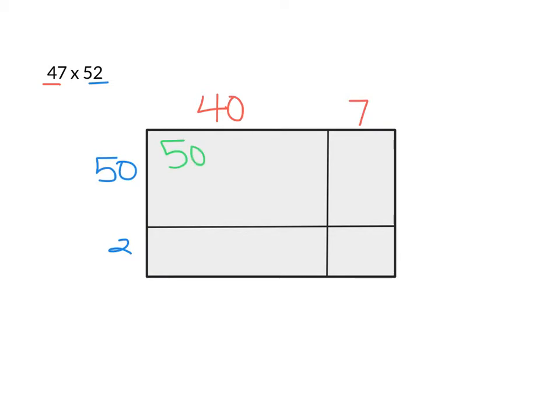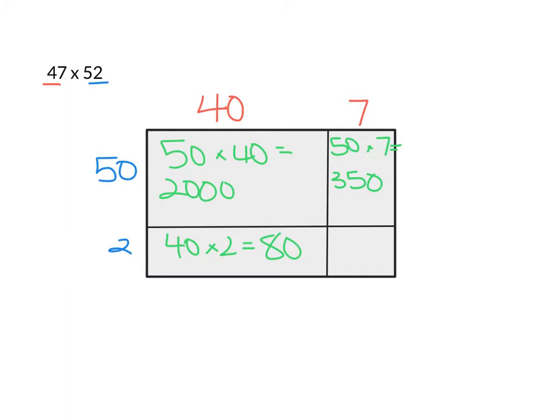50 times 40 would be 5 times 4, which is 20, annex 2 zeros. In the box next to that, we have 50 times 7, which is 5 times 7, or 35, with 1 zero. In the lower left corner, we have 40 times 2, which is 8 with a 0 on the end. And in the last box, we have 7 times 2, which is 14. Now we'll take each of these partial products and add them together to get one final product.